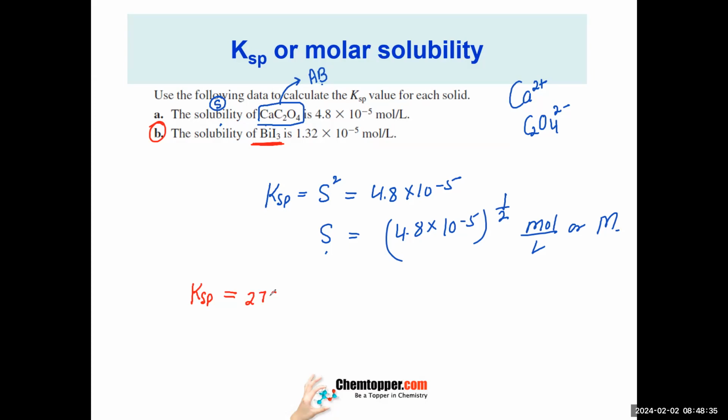Is 27 s raised to power 4, which is equal to this. Oh, this time. Oh, I think we did the question wrong. Children, you didn't stop me.